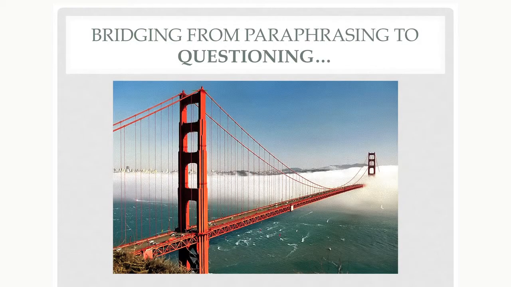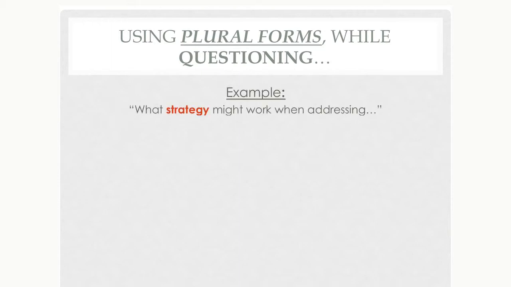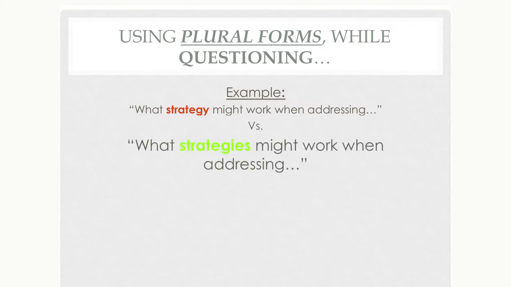So bridging from paraphrasing to questioning. We've understood where our mentee is coming from. Now it's time to look at next steps, and this is where questioning comes into play. The first thing that we want to look at when looking at questioning are using plural forms. An example of this: what strategy might work when addressing versus what strategies might work when addressing.